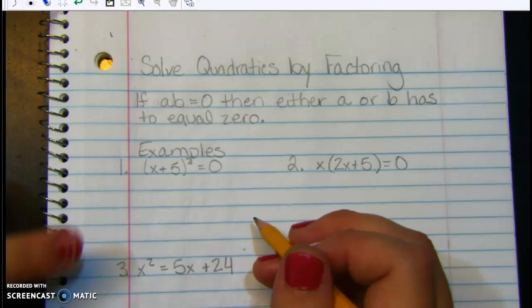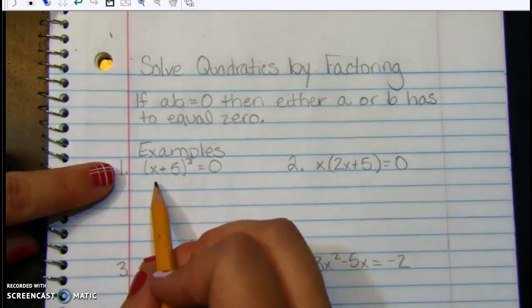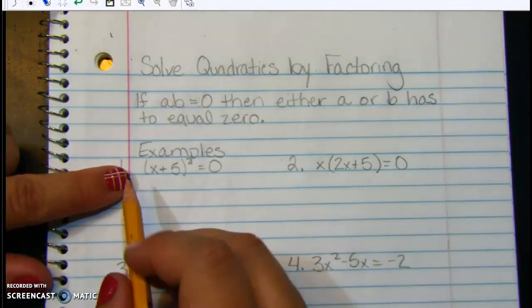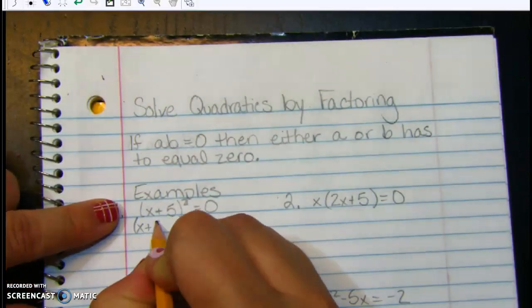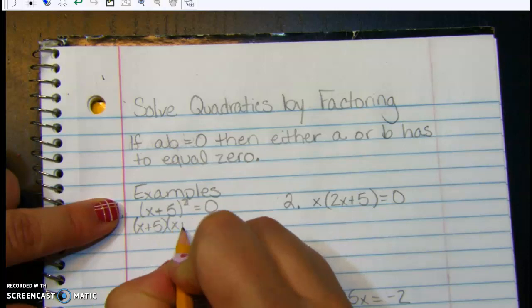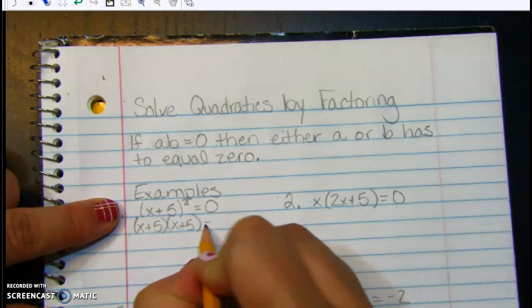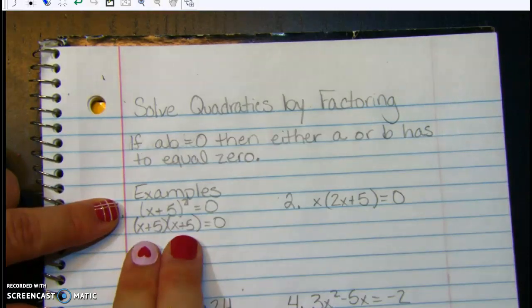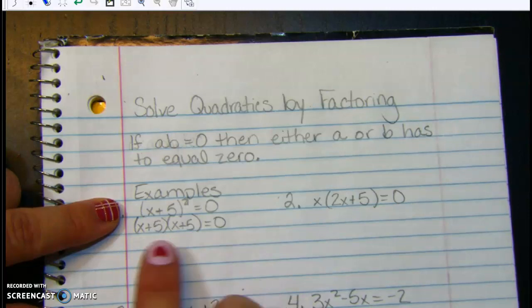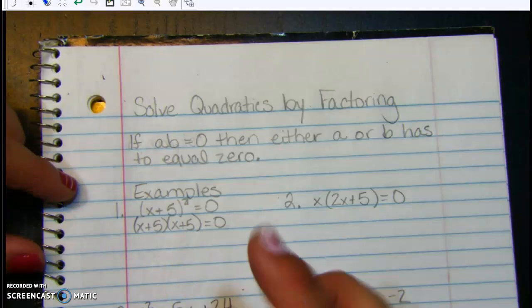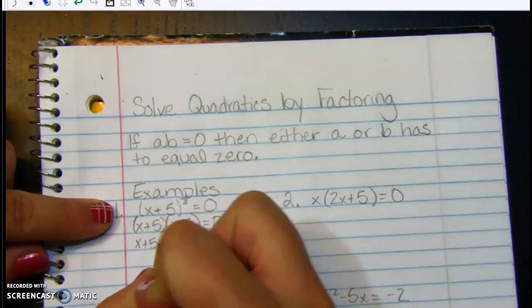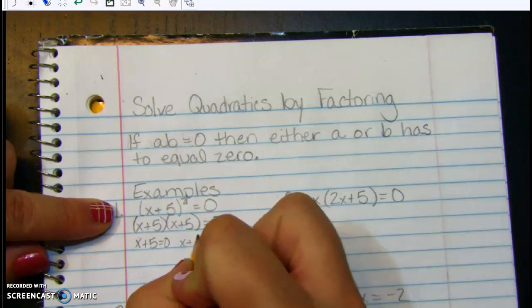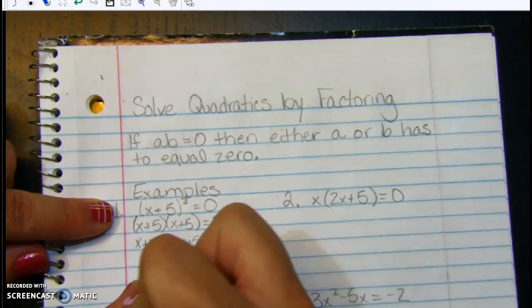Okay? So, as an example, this is x plus 5 squared. Remember, that's just the same as x plus 5 times x plus 5. Well, two things multiplied together equals 0. It means that one of these has to equal 0, at least one of them. Now, ultimately, you set them equal to 0, and you solve.